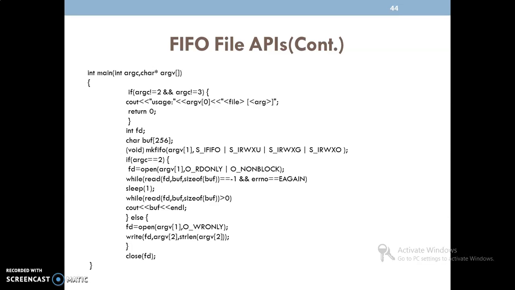The command to be executed, the file name, and the next one is the argument here. What is the argument? Optional. If argument count is not equal to 2 and not equal to 3, then we get the error. If it is 0, we go directly to this point. Void mkfifo, here argument vector of 1 is nothing but the file to be created, a FIFO file with read, write, execute permission for user, group and others.